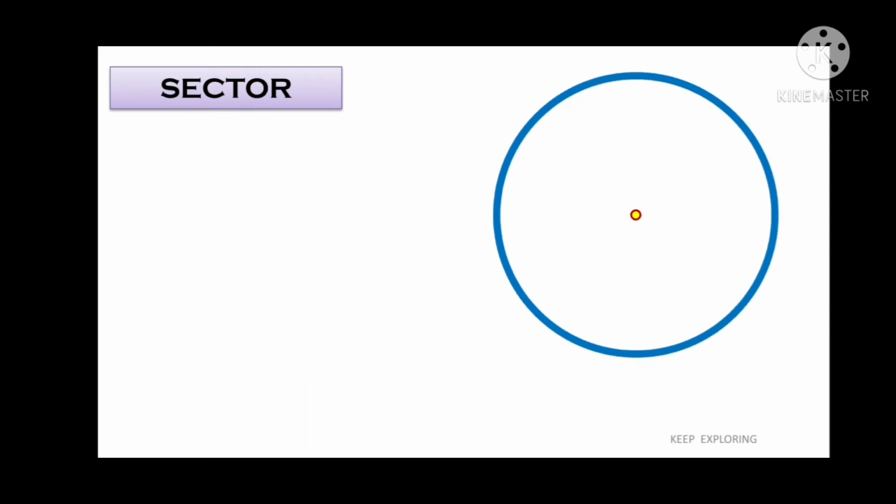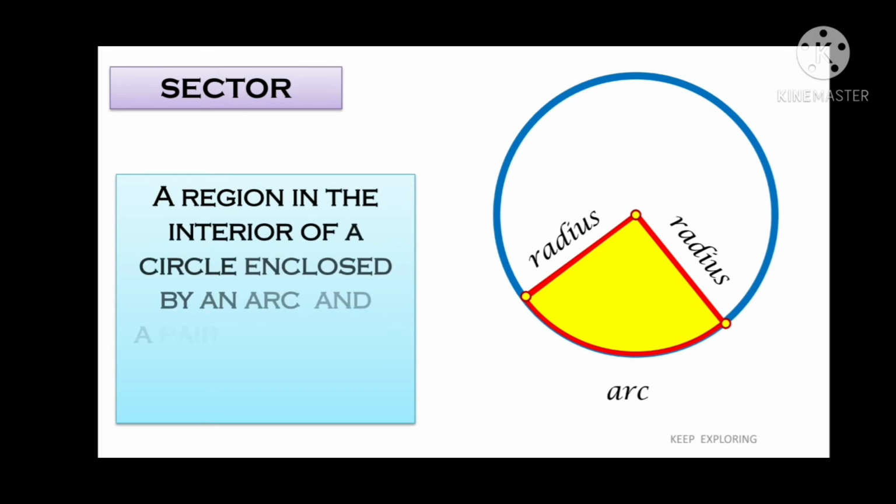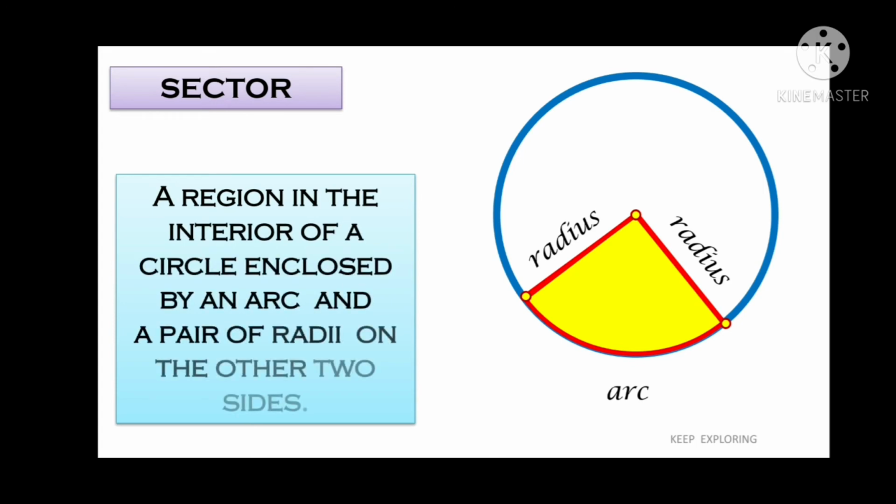Next, sector. For a sector, let us take 2 points and draw the radii. Now as you can see here, we have taken 2 radii and an arc. So the area that is enclosed between the radii and the arc is called the sector. The area that is enclosed inside the 2 radii and the arc is called the sector.